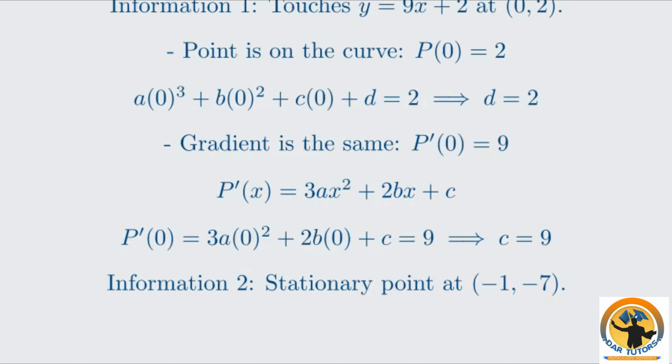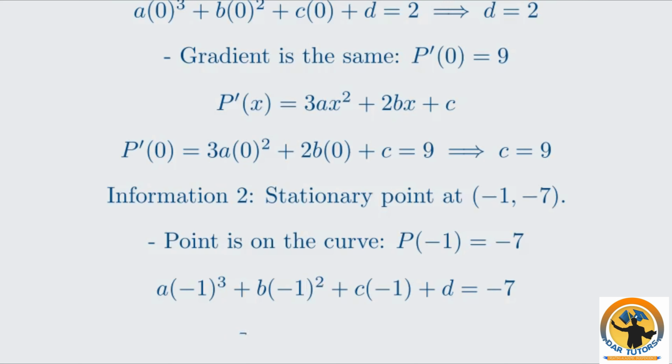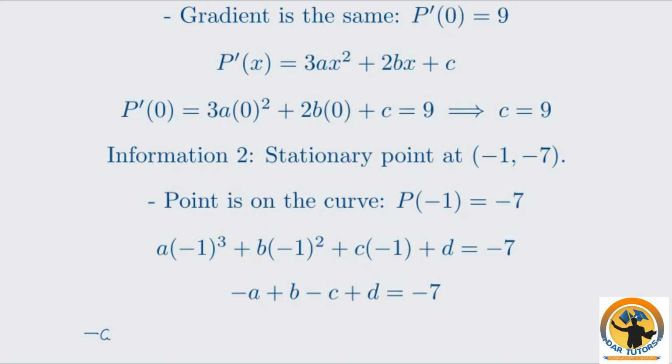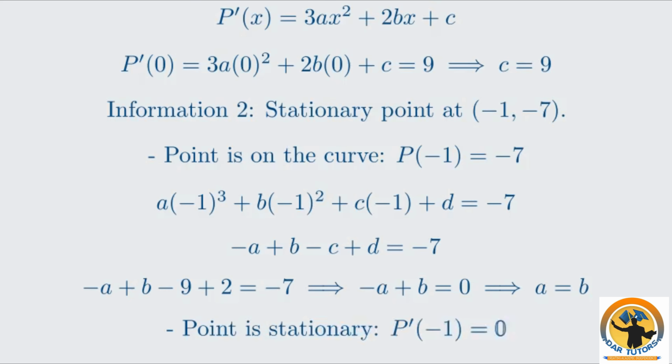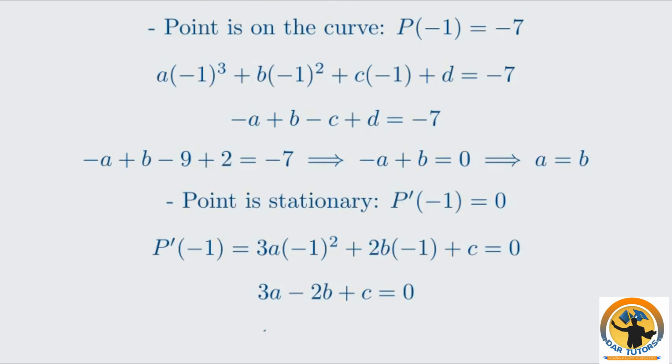Now for the second piece of information. The point -1, -7 is on the curve. So p of -1 must equal -7. Substituting x equals -1 gives -a plus b minus c plus d equals -7. Since we know c is 9 and d is 2, this simplifies to -a plus b equals 0, or a equals b. Finally, it's a stationary point, so the derivative at x equals -1 must be 0.